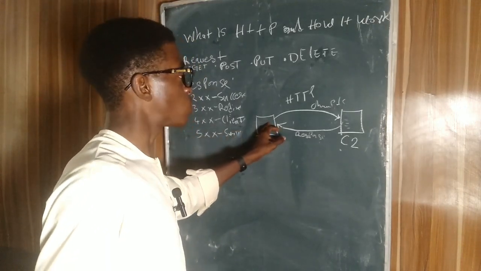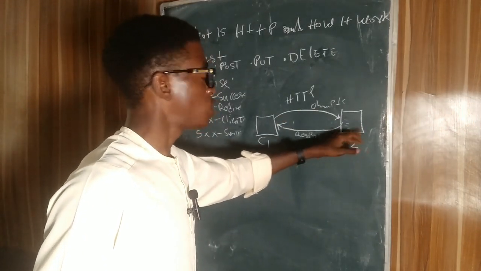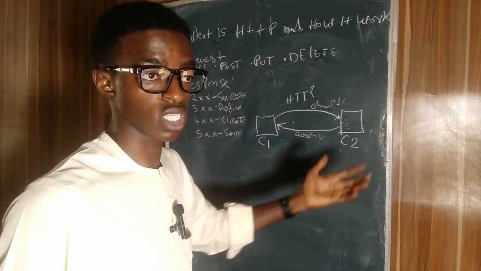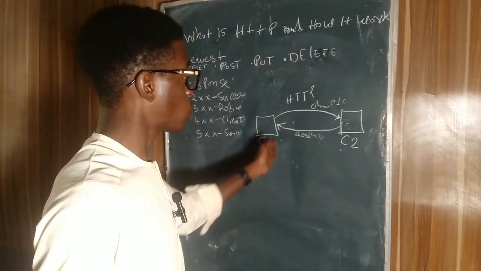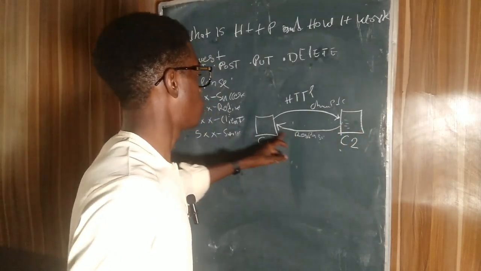And then if this computer wants another resource, for example a physics textbook PDF, it will make another request to computer 2. And then computer 2 doesn't care, okay, is it the first person that called me? No, he doesn't care. That's why we call it stateless. So he will just look for the next textbook and then give it back.